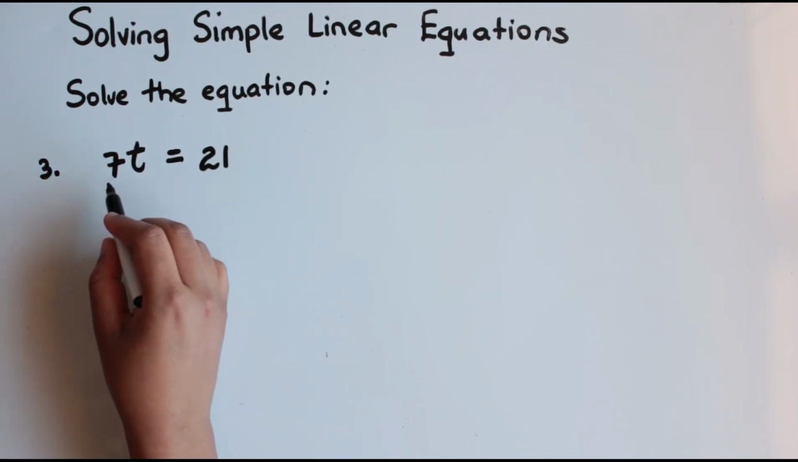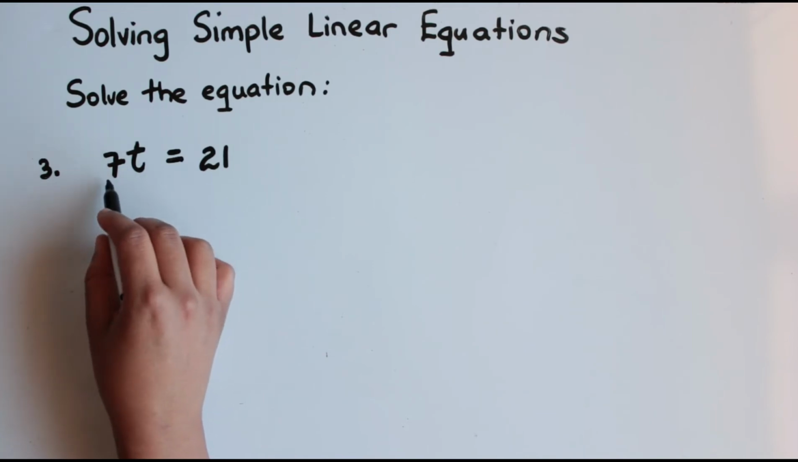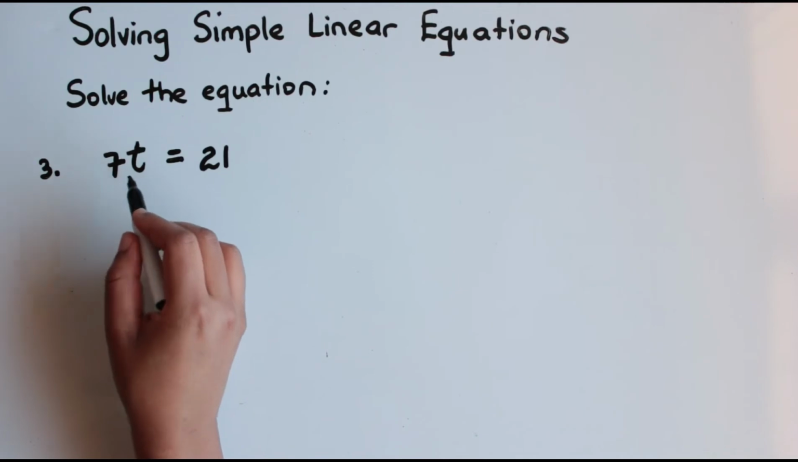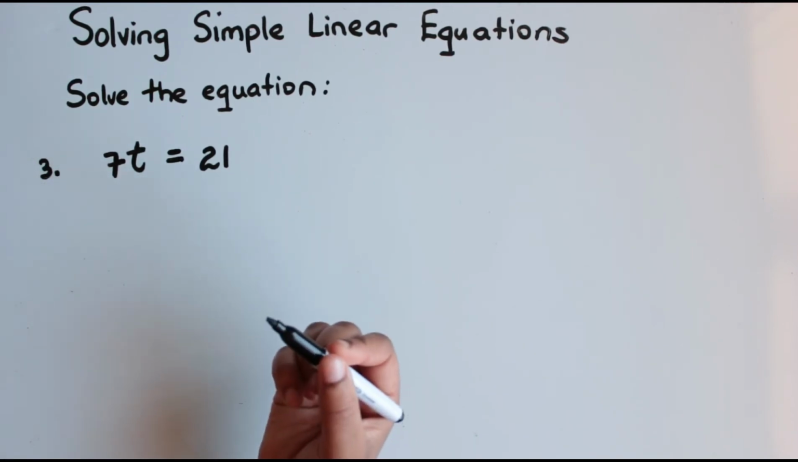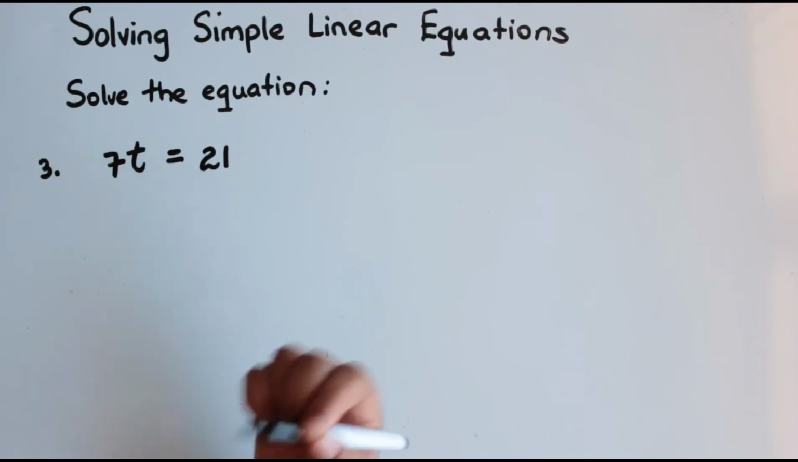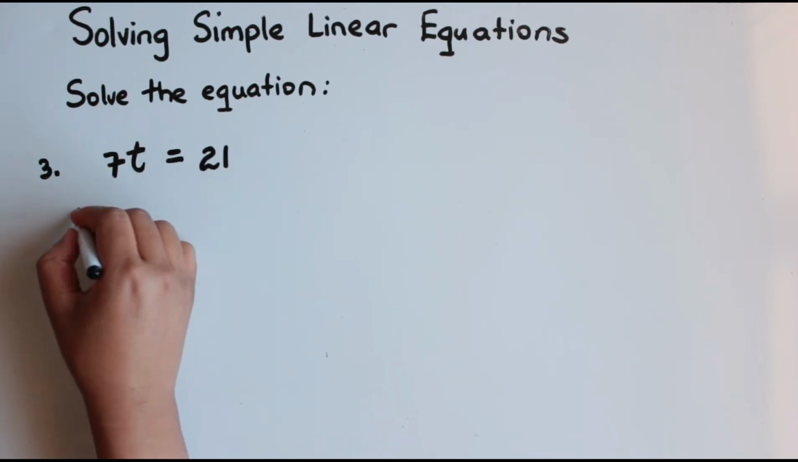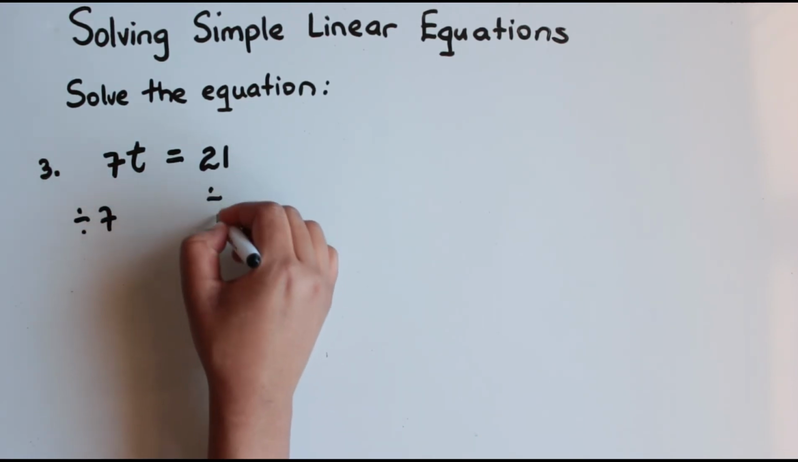If you realize this 7t is the same thing as 7 times t. The 7 is being multiplied by the t, which means that the inverse of multiplication is division. So what I need to do now is to divide both sides of the equation by 7.